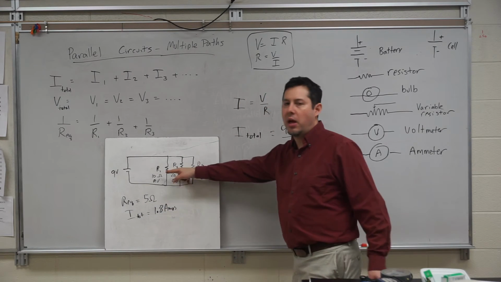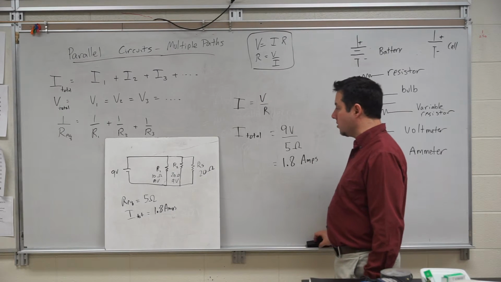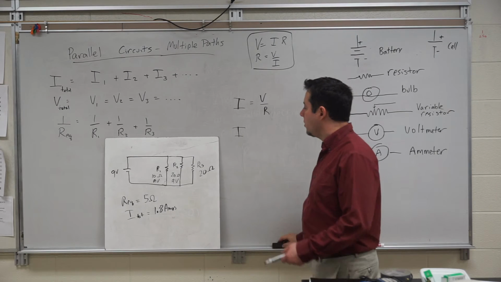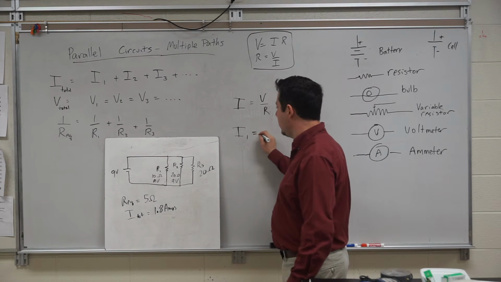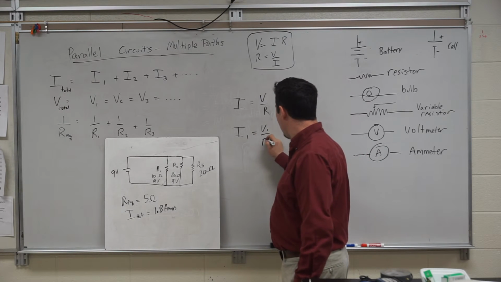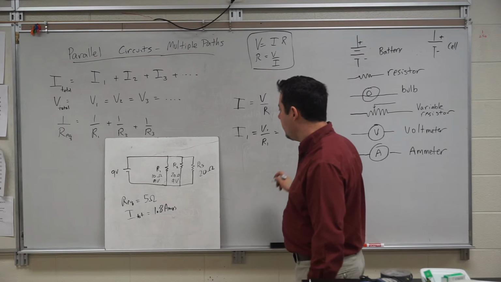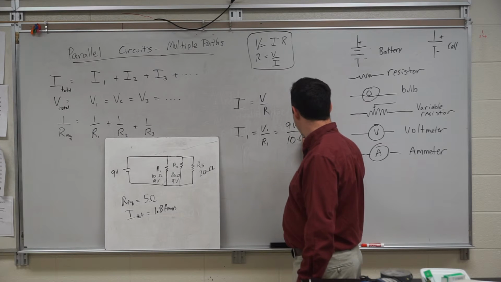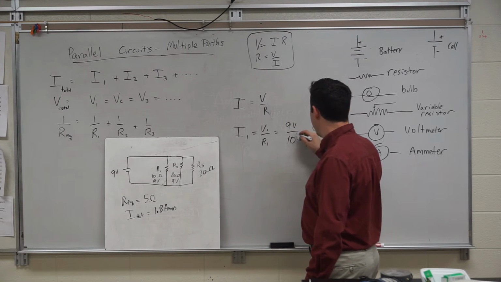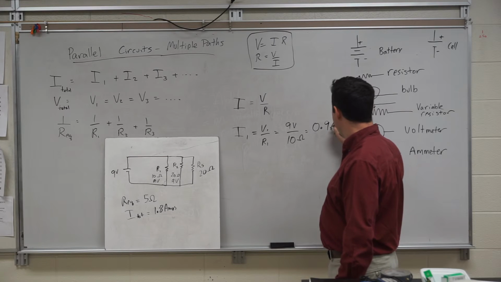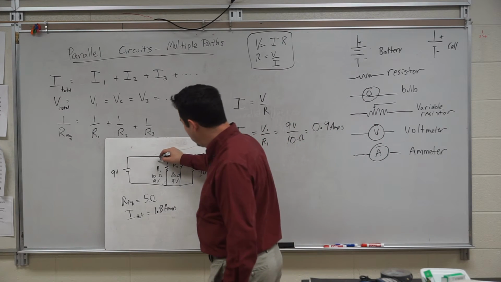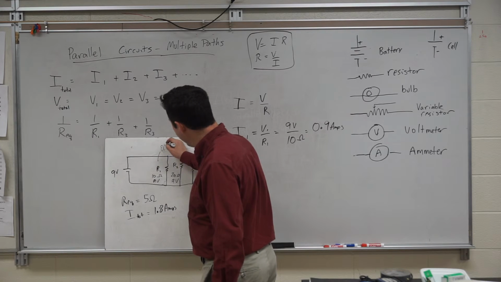Now we can also apply the same logic to each of the resistors. So let's instead look at the current through resistor 1. I1 is equal to V1 over R1. And V1 is 9 volts, and R1 is 10 ohms. So that should be 9/10, which is 0.9 amps. So that is 0.9 amps.